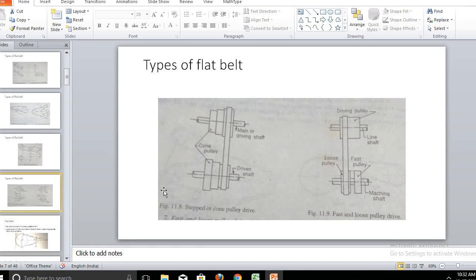So another arrangement we will observe here is a stepped cone pulley drive. Now this stepped cone pulley drive you can generally observe in any machine workshop. We can observe this in the drilling machine, the lathe machine, and generally in any machine shop, on different machines. These are used to obtain different velocity ratios by means of this arrangement.